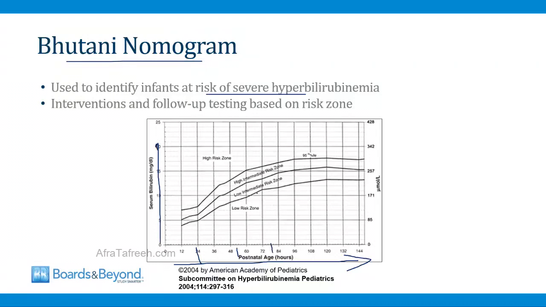And based on that, you can decide whether or not the baby is in the low-risk zone down here, the low-intermediate risk zone, or the high-risk zone. Babies that are in the low-risk zone are very safe and are very unlikely to go on to develop severe elevations of bilirubin. Babies that are in the high-risk zone or up in this range are at much higher risk, and those babies are monitored more closely and sometimes treated for the high bilirubin level.